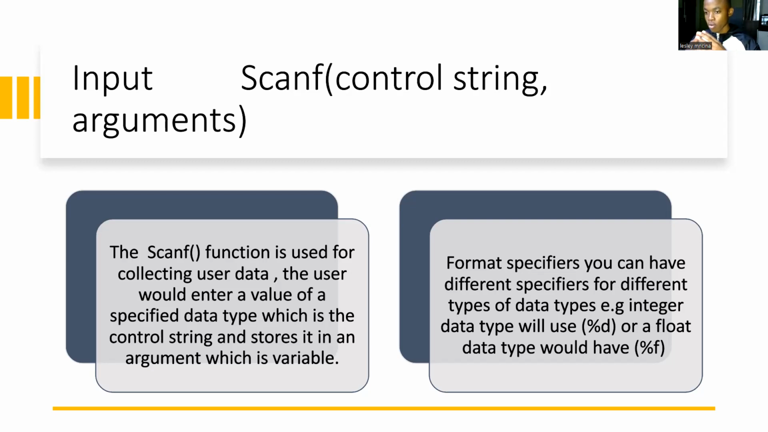And you cannot collect a string data type and store it in a variable that was declared as a float. It has to be a string data type which is collected to be stored in a string variable. Do you understand? An integer data type should be collected from the user to be stored in an integer variable.